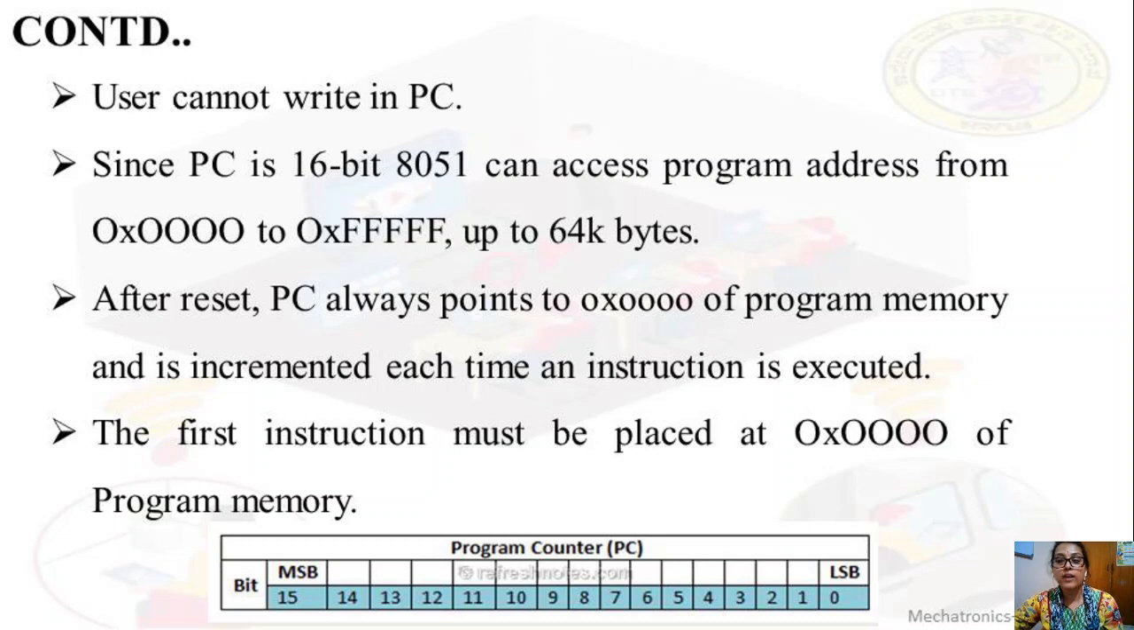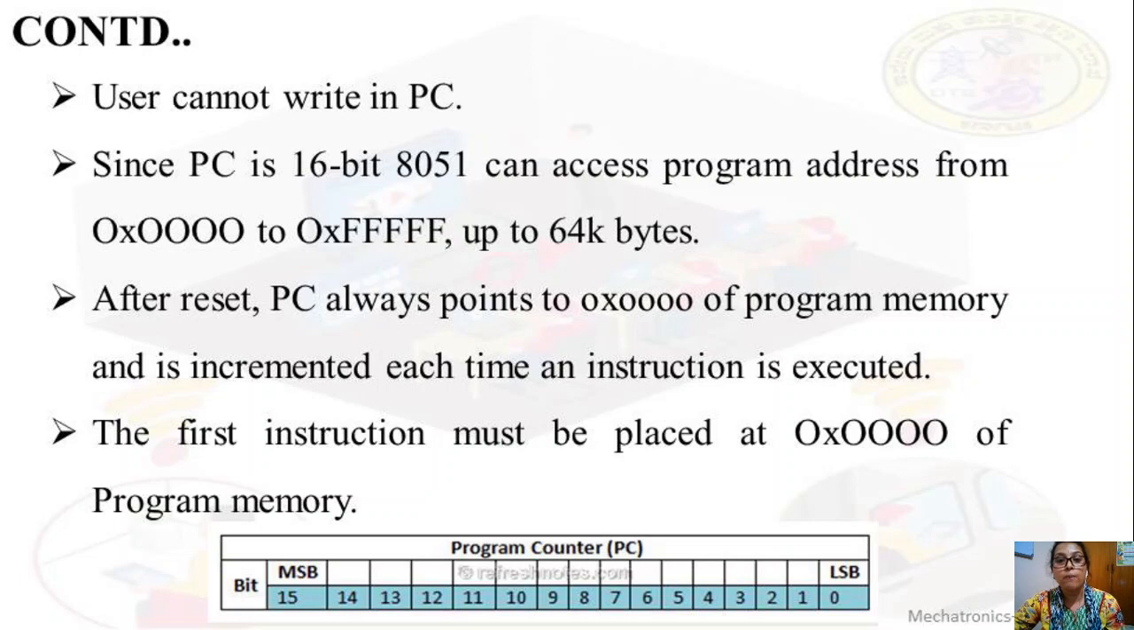Next is the data pointer. The data pointer is a 16-bit register, the physical combination of data pointer lower and data pointer higher. The data pointer itself does not have a physical memory address, but DPH and DPL have separate addresses in the special function register memory space. The data pointer is used by the programmer for addressing the external memory.